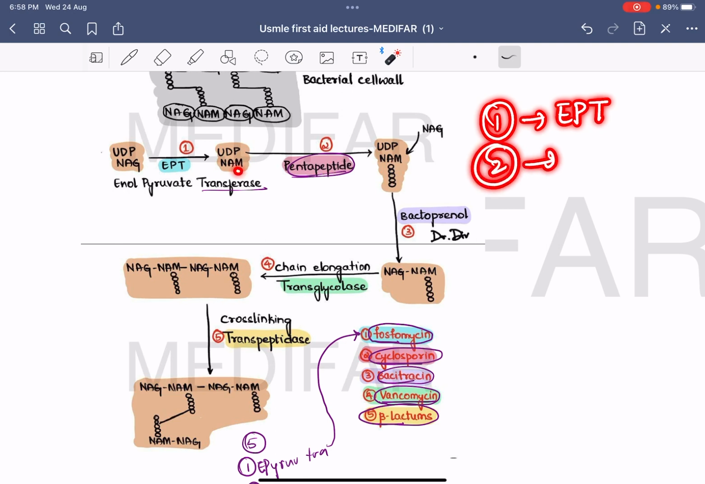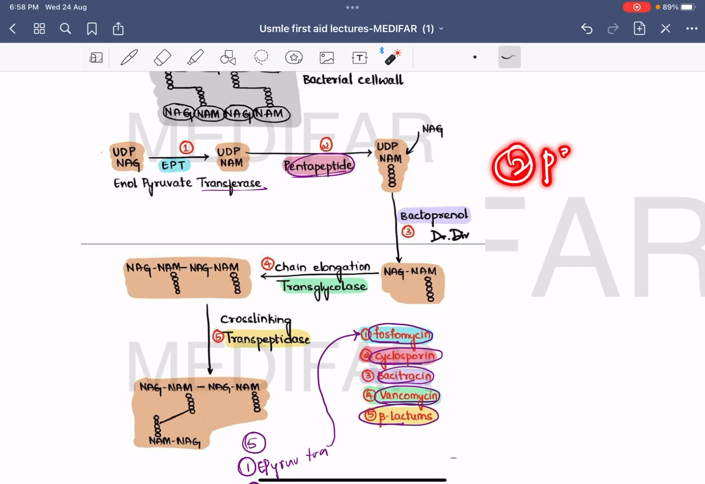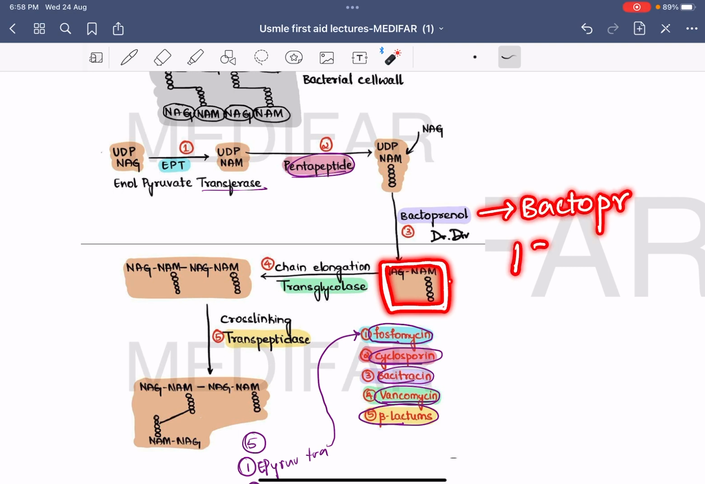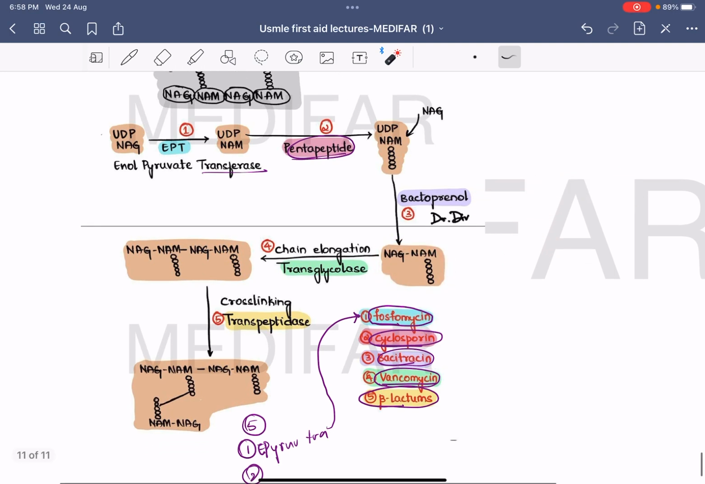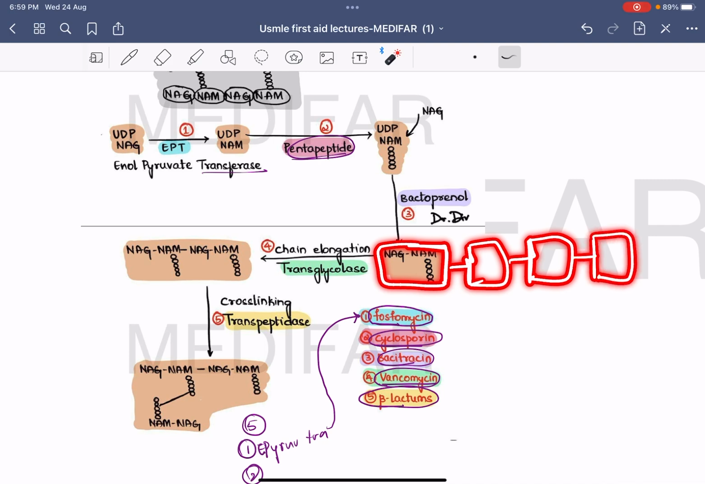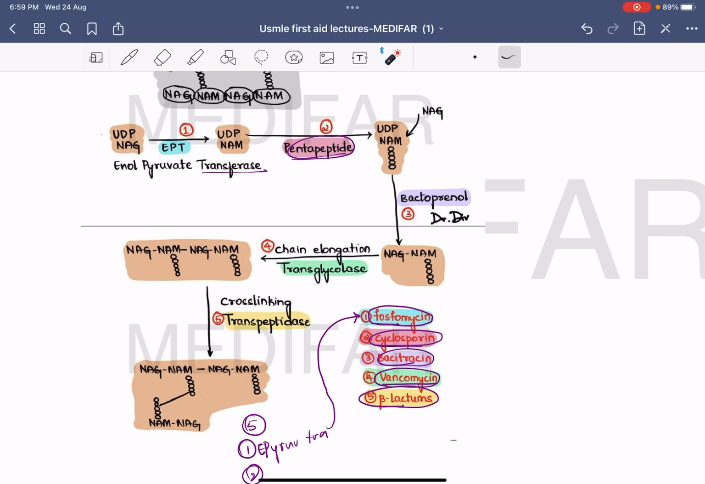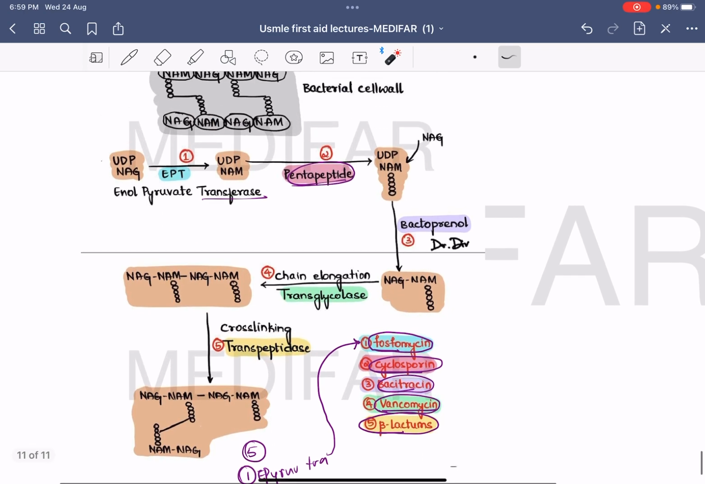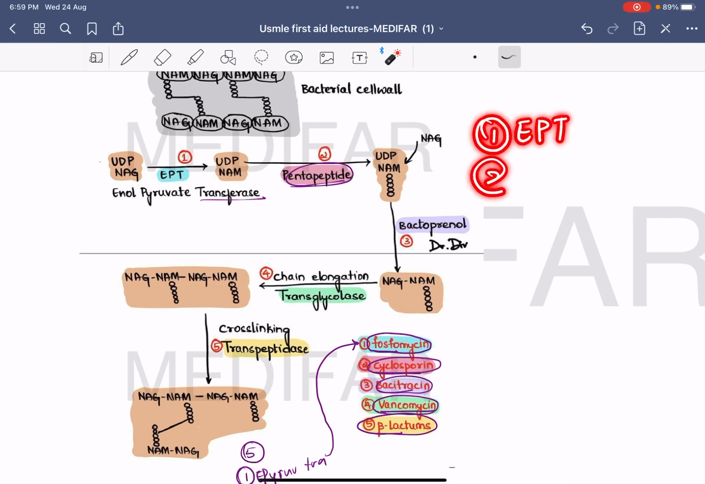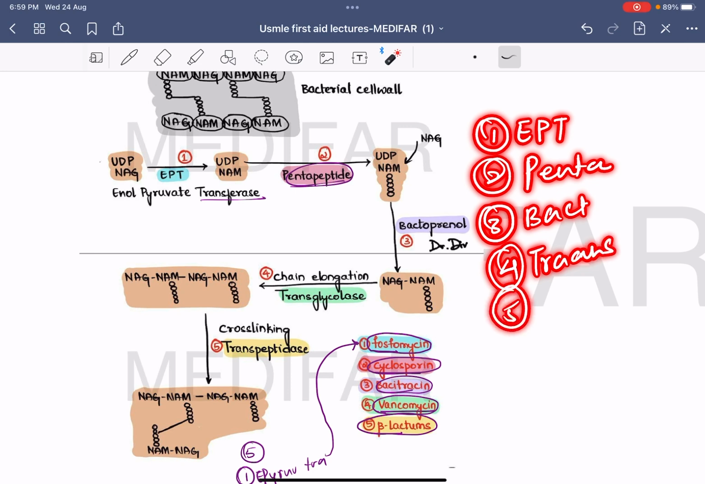Second step, UDP NAM is converted to UDP NAM with peptides. So the second step is the pentapeptide enzyme. Third, UDP NAM with peptide is combined with NAG to form NAM-NAG with peptide. This is the basic unit. It is made by the enzyme bactoprenol. See, B looks like 3, right? So the third step is bactoprenol. The fourth, these NAM-NAG basic units are elongated by the addition of a few other NAM-NAG units. So this is chain elongation. It is done by transglycosylase, and cross-linking is done by transpeptidase. So these are the 5 enzymes. First enzyme is EPT, second is pentapeptide, third is bactoprenol, fourth is transglycosylase, fifth is transpeptidase.